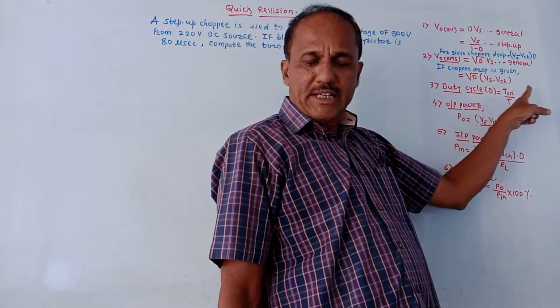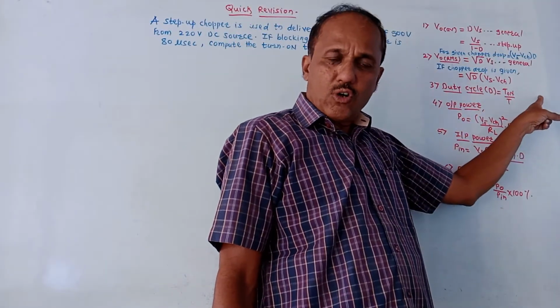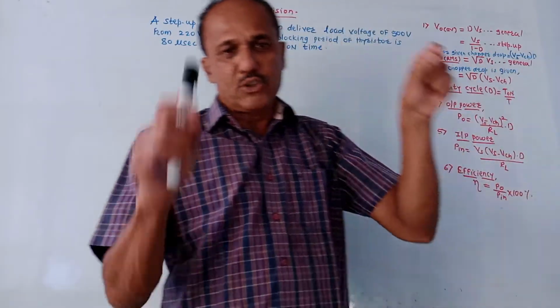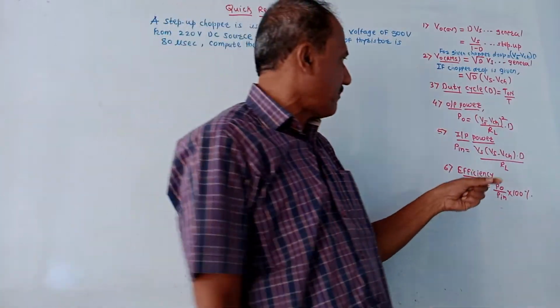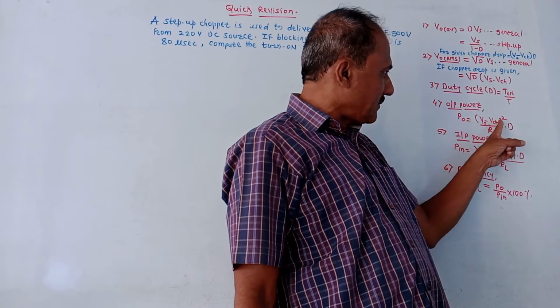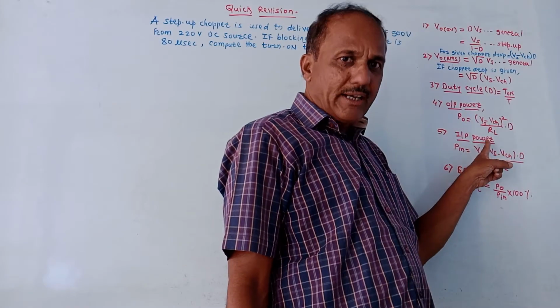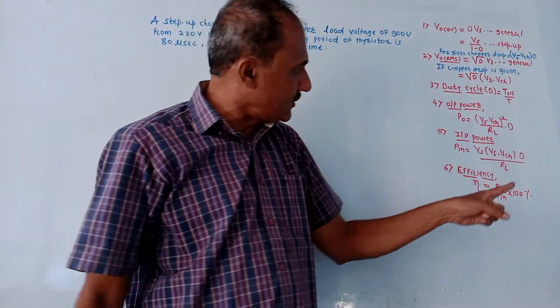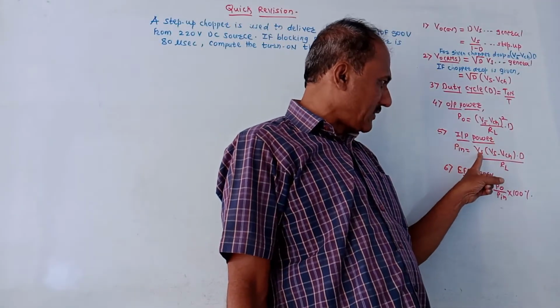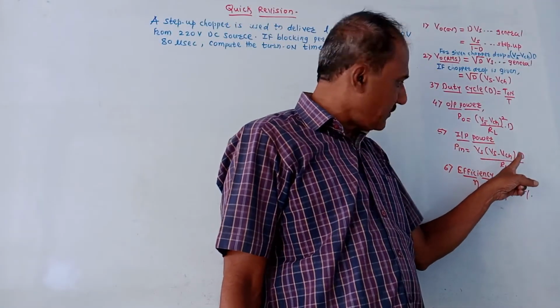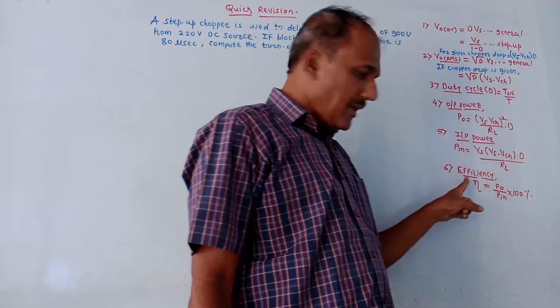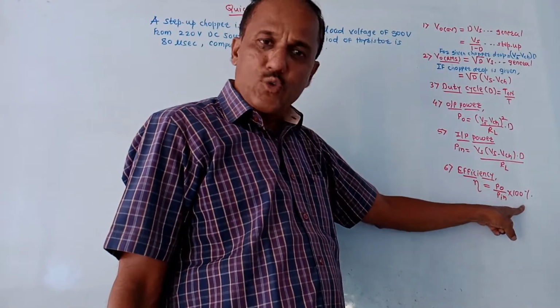Duty cycle formula is T on upon T. T on is on time period. T is the total time period, which is combination of on and off time period. Output power is Vs minus Vch bracket square upon RL. RL is the resistance connected at the load, into D. Input power is Vs inside the bracket Vs minus Vch upon RL into D. Efficiency is P0 upon P in into 100%.